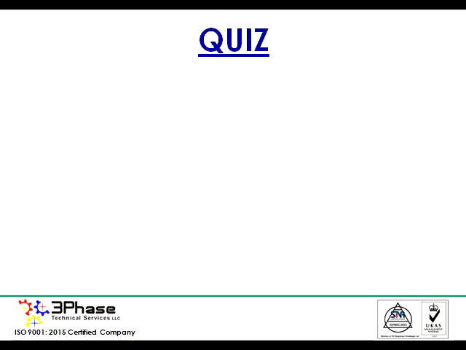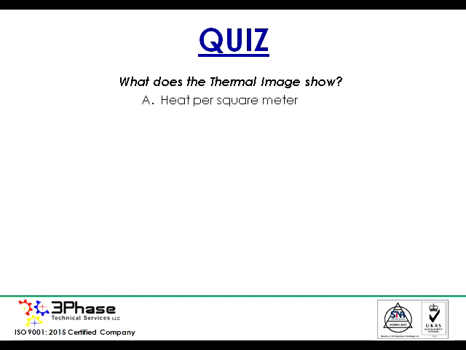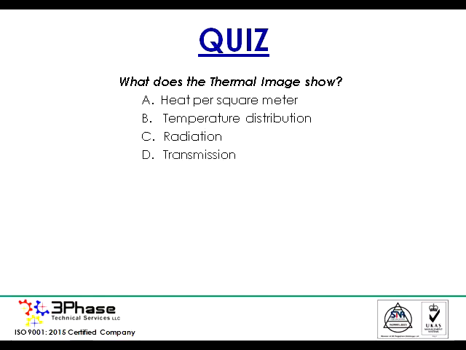Now let's have a short quiz. What does the thermal image show? A. Heat per square meter. B. Temperature distribution. C. Radiation. D. Transmission.